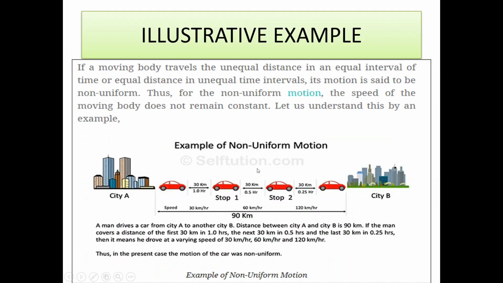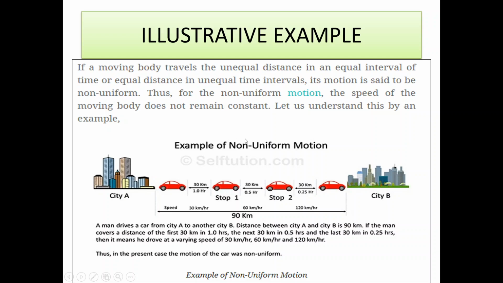What is the cause of non-uniform motion? If the speed of the body is not remaining constant, here from city A to stop 1 the speed is 30 km per hour, from stop 1 to stop 2 speed is 60 km per hour, stop 2 to stop 3 120 km per hour. So speed is not constant, and that's why the car is having non-uniform motion.